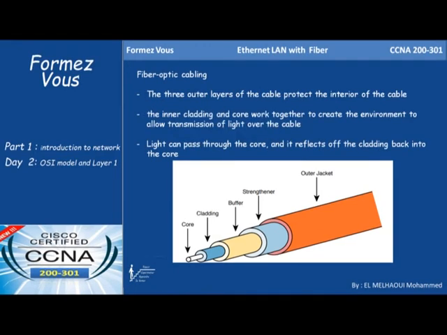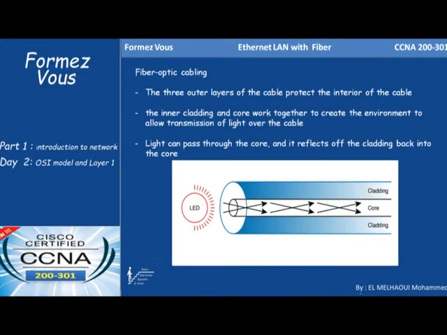The 3 outer layers of the cable protect the interior of the cable, while the inner cladding and core work together to create the environment to allow transmission of light over the cable. A light source, called the optical transmitter, shines a light into the core. Light can pass through the core, however, light reflects off the cladding back into the core. The picture shows the normal operation of a multi-mode fiber, characterized by the fact that the cable allows for multiple angles of entering the core.